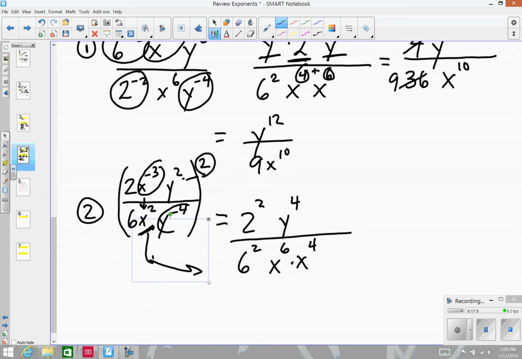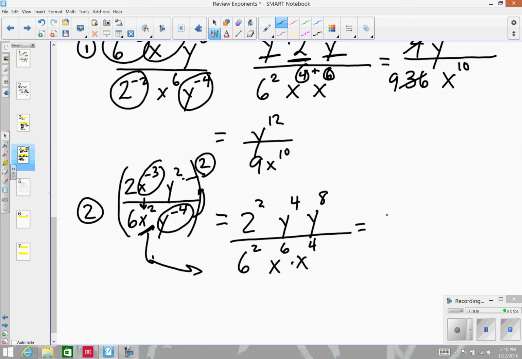This y, if I'm going to be consistent with how I'm treating my negative exponents, I'm going to want to move that to the numerator. So I'm going to write it up in the numerator, y to the fourth, but I want to square that. It's going to become y to the eighth. Hopefully I haven't lost anybody on this so far.